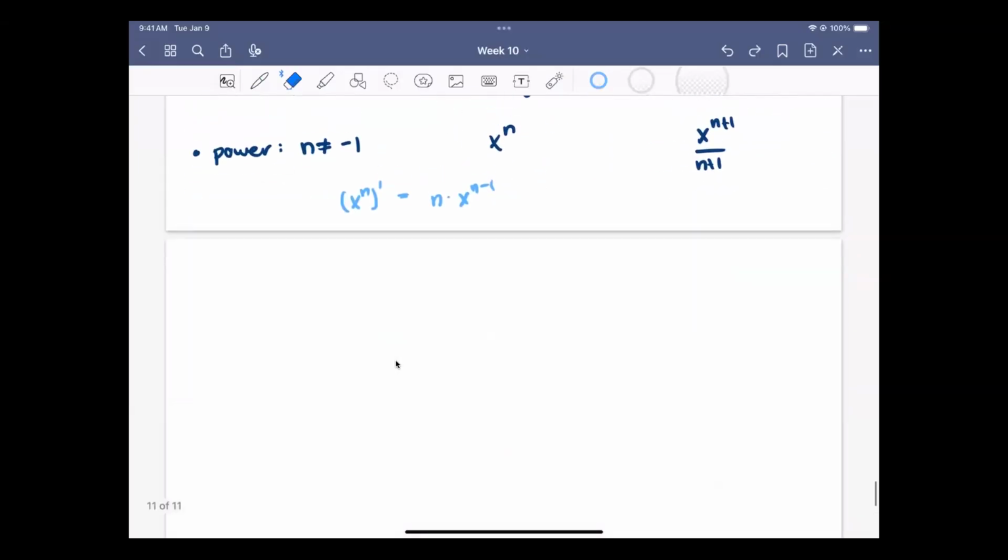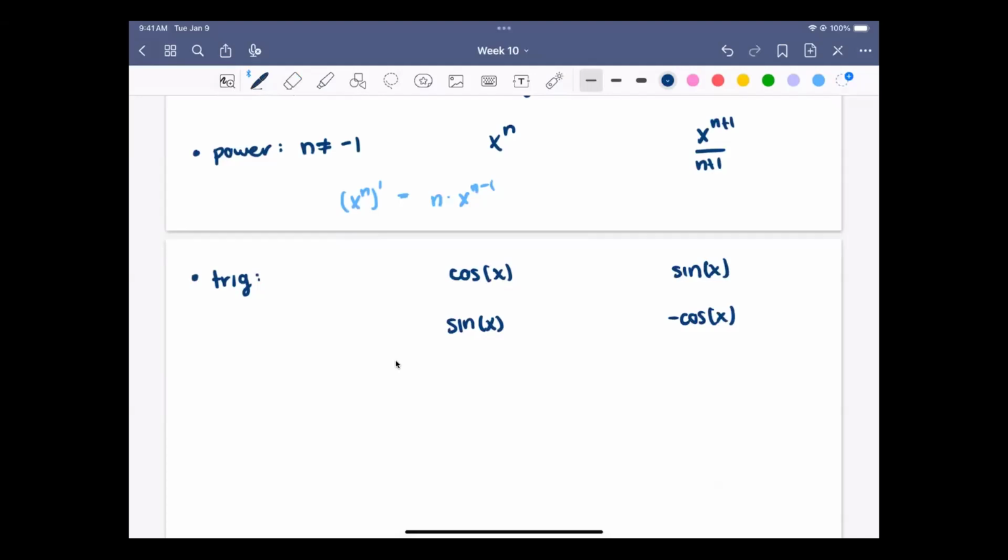Okay, and then here's a bunch of trig rules. If I have cosine x, the antiderivative is going to be sine x. And then as we saw in the example, the antiderivative of sine x is minus cosine x. The other ones are a little bit messier. If I have secant squared x, then I get tan x. And if I have secant tangent, I get secant.